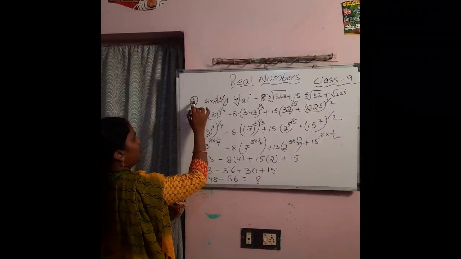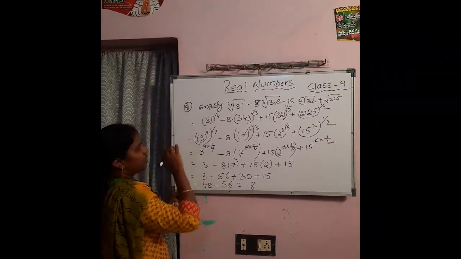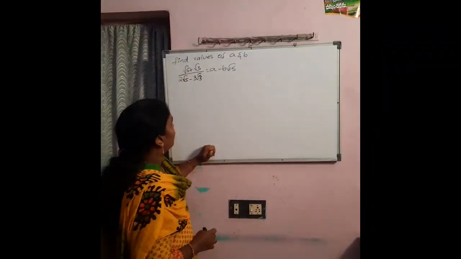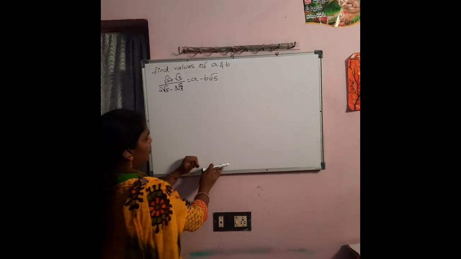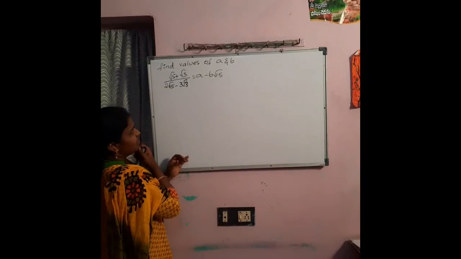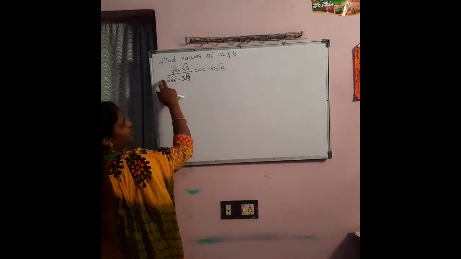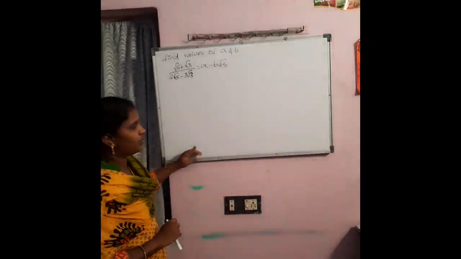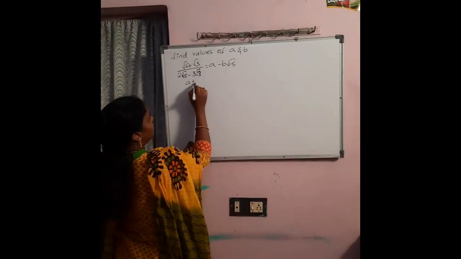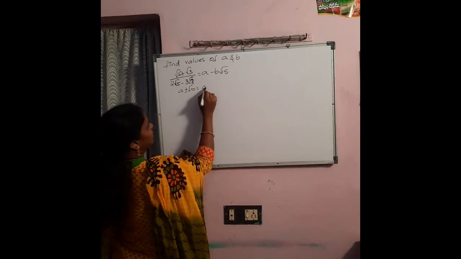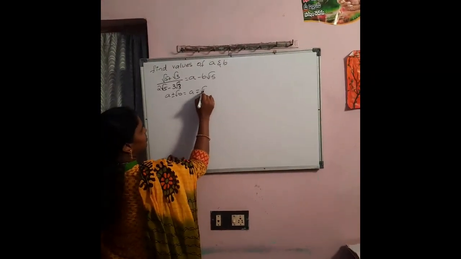This is an important problem. It is asked many times in our summative. Let us find the values of a and b by using this problem. Now already we have said that we have to find the rationalizing factor for the given number. That is the conjugate. What I said, a plus or minus root b can be written as a minus or plus root b.